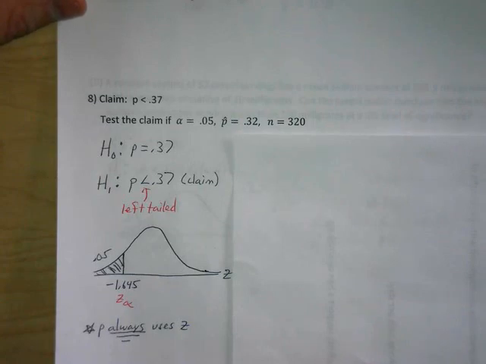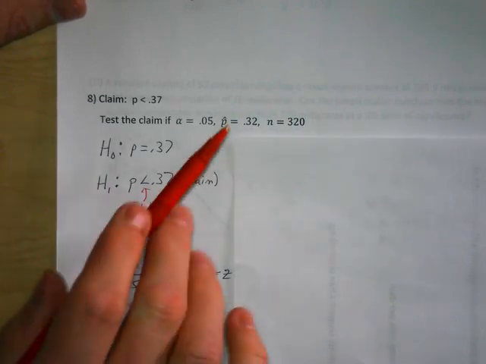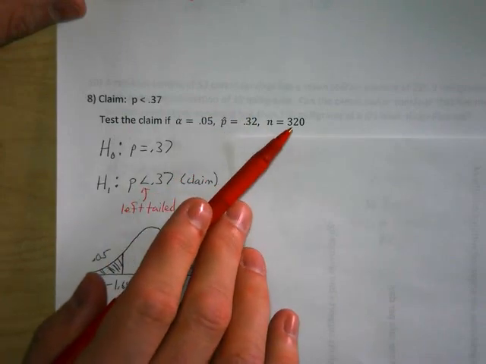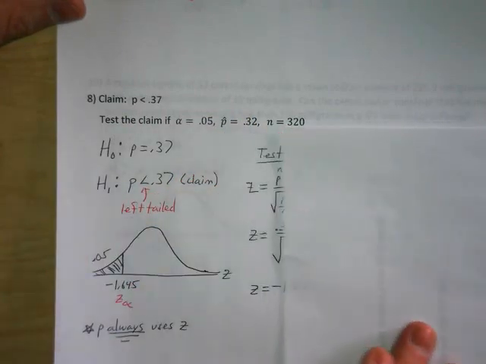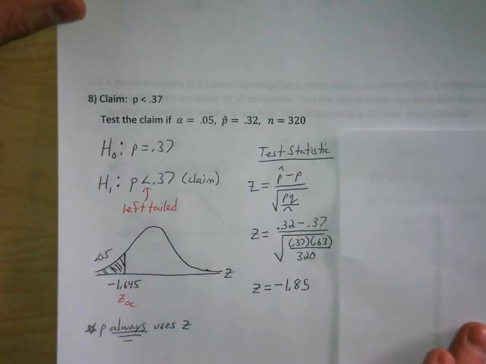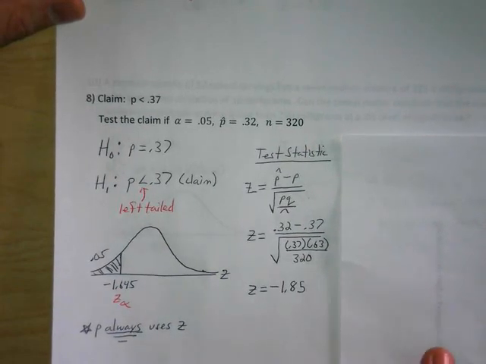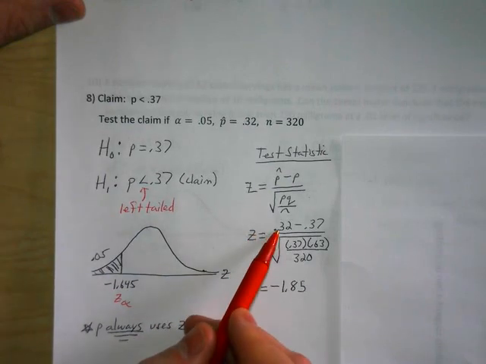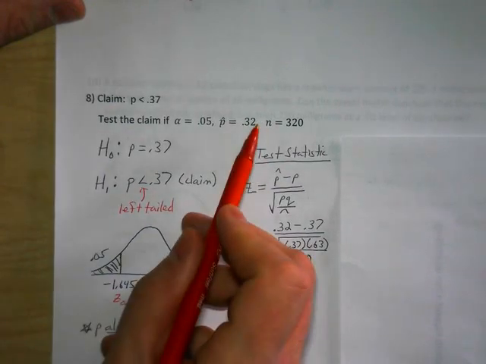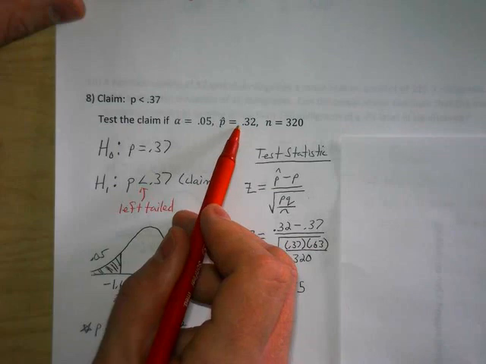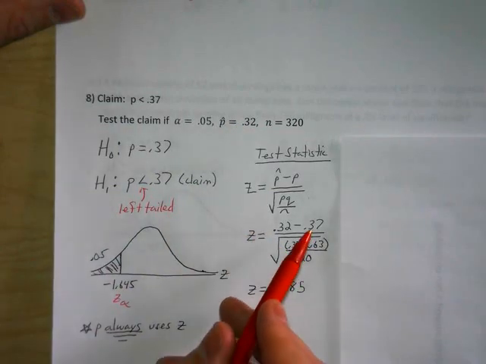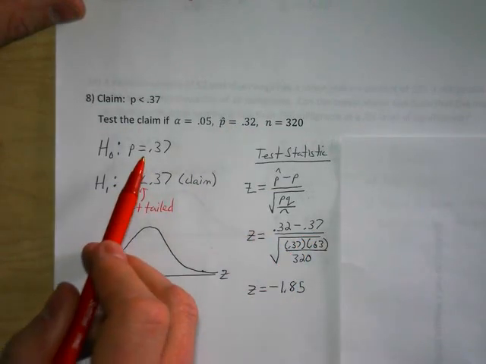Then we calculate the test statistic. We collected the sample and ended up with a p hat of 0.32, with a sample size of 320. So we use our formula for the test statistic. It's p hat minus p. p hat was 0.32, that came from our sample proportion. And then 0.37, just like with mu, is coming from our null hypothesis.